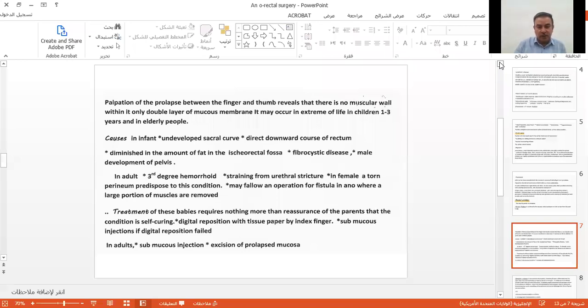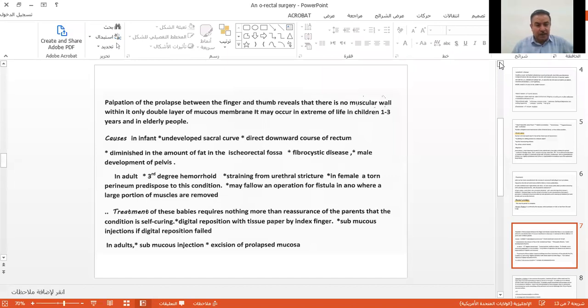membrane. It may occur in extremes of life, in children 1 to 3 years and in elderly people. In infants, causes include undeveloped sacral curve, direct downward course of the rectum, diminished amount of fat in the ischiorectal fossa, fibrocystic disease, and maldevelopment of the pelvis.